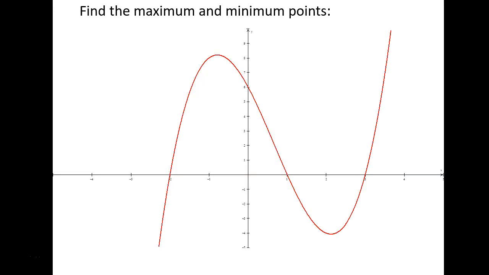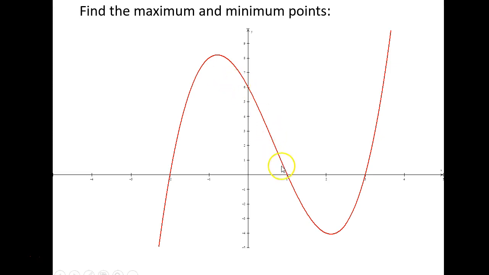So take a look at this graph. We've got a relative maximum and a relative minimum. Over here on this side we have a relative maximum because there's a peak in the graph. Really what's happening is the graph changes from increasing to decreasing. So when a graph goes from increasing to decreasing at that point, we consider that a relative maximum.